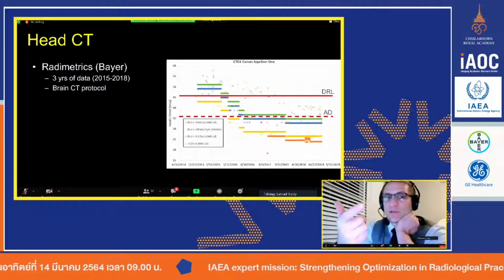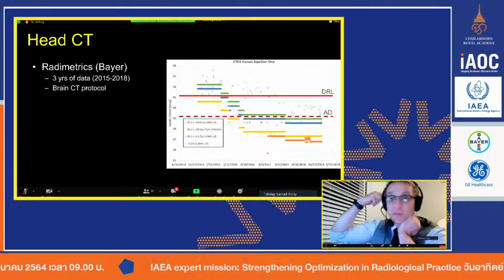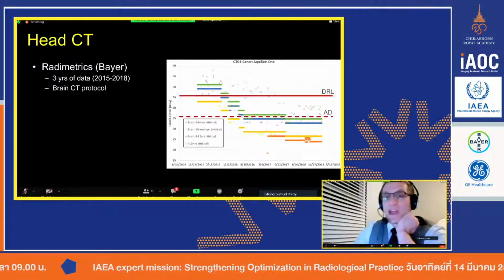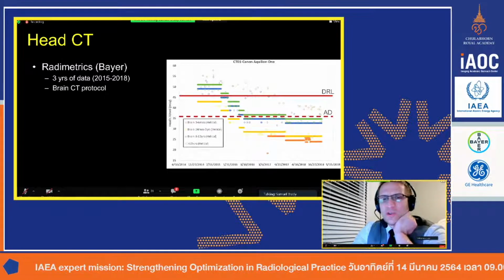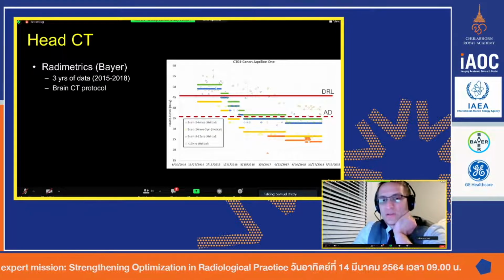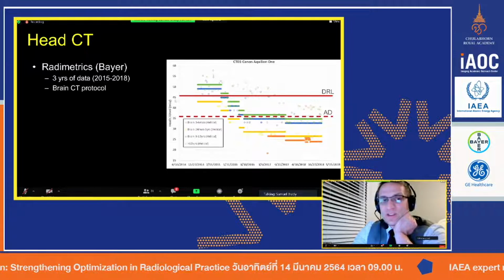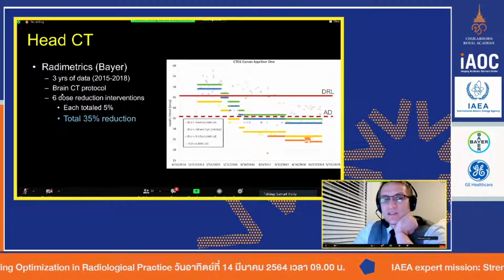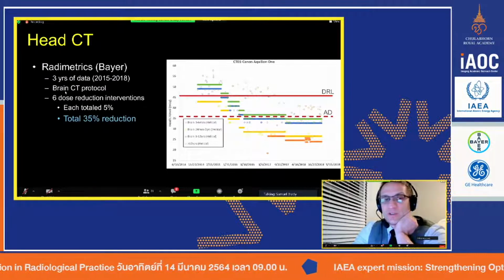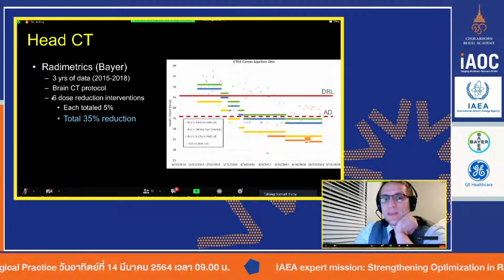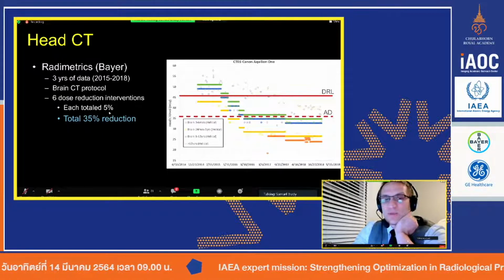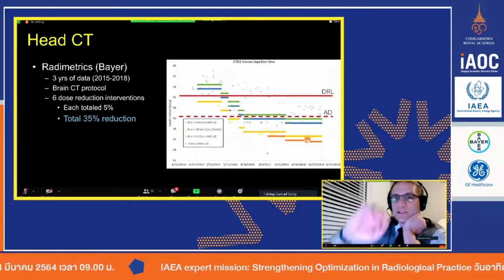We looked at the image quality and we realized there's good image quality. Obviously, everyone's happy with that. But could we do as well below this line? So what we did is we decided to make several interventions. We ultimately ended up doing 6 interventions. Every time, what we did is we reduced the dose by 5%.